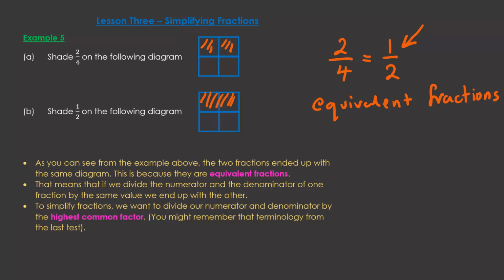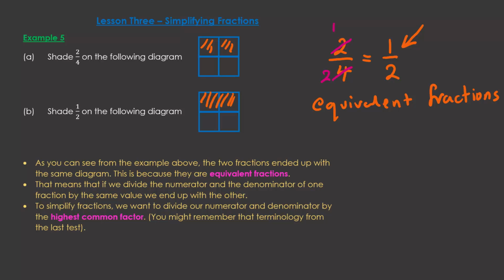This is the more simplified version because we can see that the numerator and denominator have no common factor other than 1. In other words, we can't cancel them down. If we look at the 2/4, I can say, well, 2 divides into 2 once, and 2 divides into 4 twice, and that cancels it down to the half.